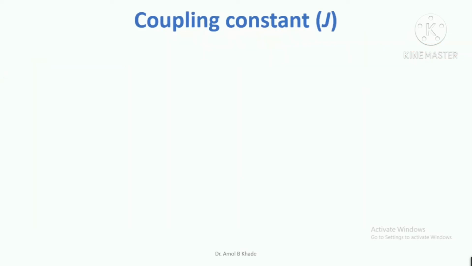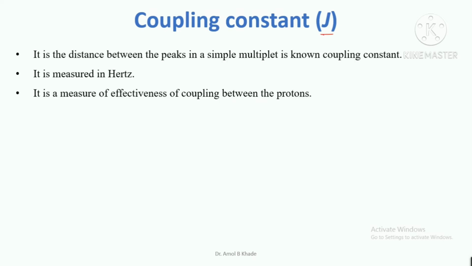Now the next important point is the coupling constant. This coupling constant is represented with a capital J, usually written in italics. It is also known as the scalar coupling, and it is very popularly referred to as the J value. What this J value is, is the distance between the peaks in a simple multiplet.